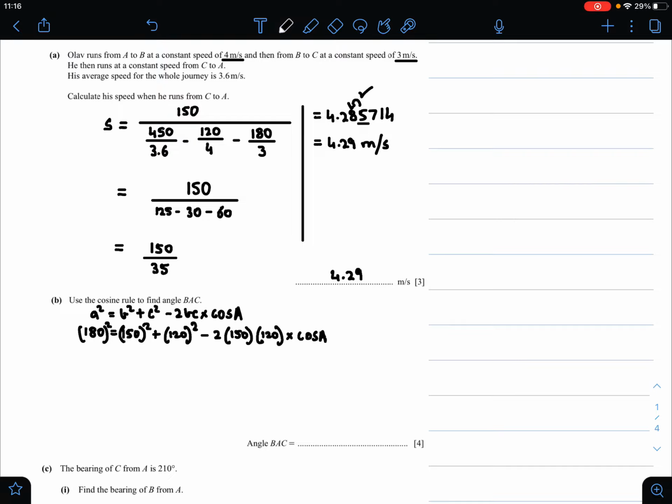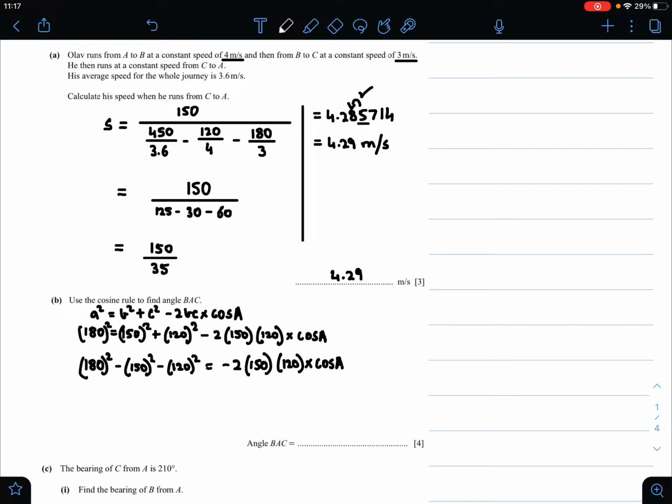So we can take 150 square plus 120 square to the other side of the equation. So it will become 180 square minus 150 square minus 120 square, which is equal to negative 2 times 150 multiplied by 120 multiplied by cos A.